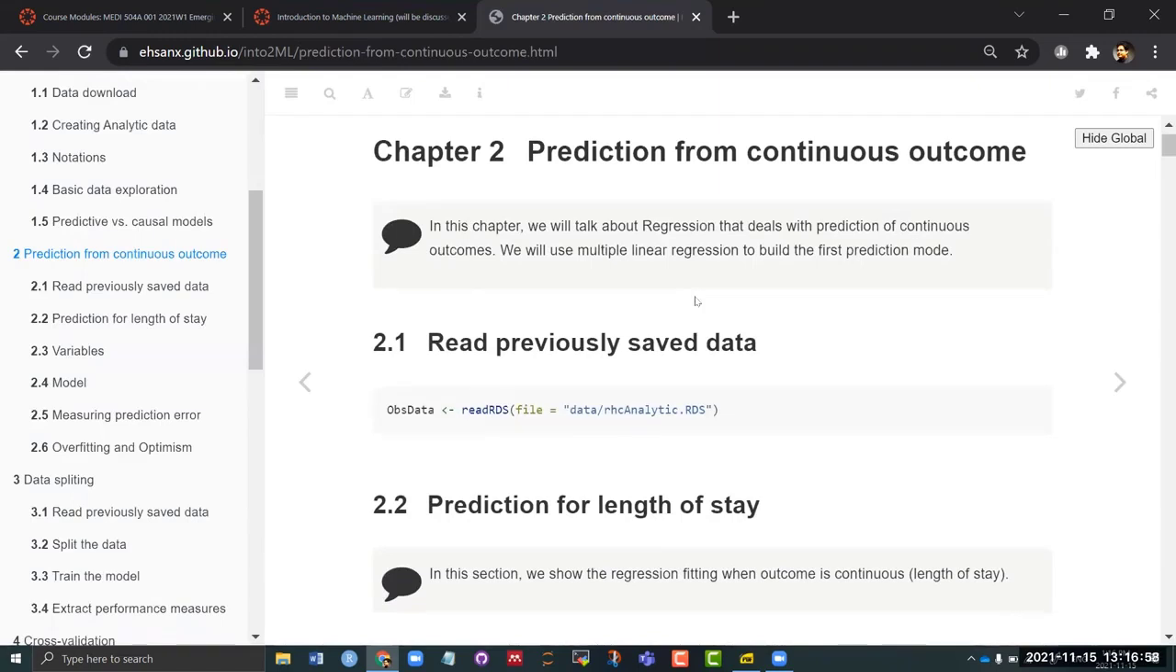Okay, so the first thing we are going to start with, obviously this is going to be falling within the parts of supervised learning, but first we are going to deal with the continuous outcome. When we have a continuous outcome, what are the things that we generally do? In this case, I have saved the analytic dataset that I created in the previous chapter, and I'm just calling the dataset.